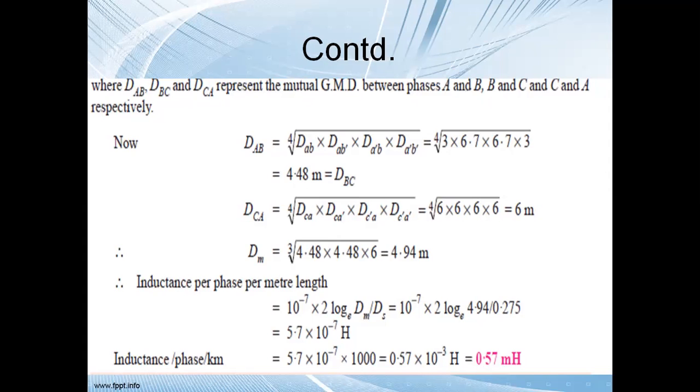You have to remember that the inductance of any transmission line will be in the order of millihenry. If it were in the order of Henry, then the inductive voltage drop would be very high. That's why it is in the order of millihenry per kilometer length of the line. Any doubt on this particular problem?